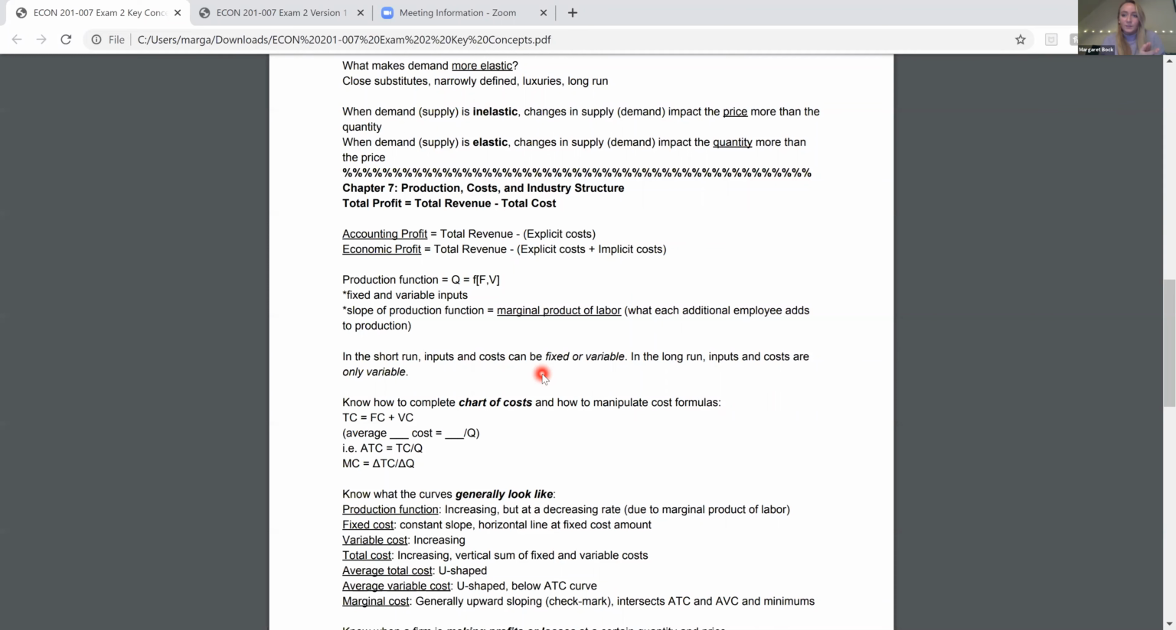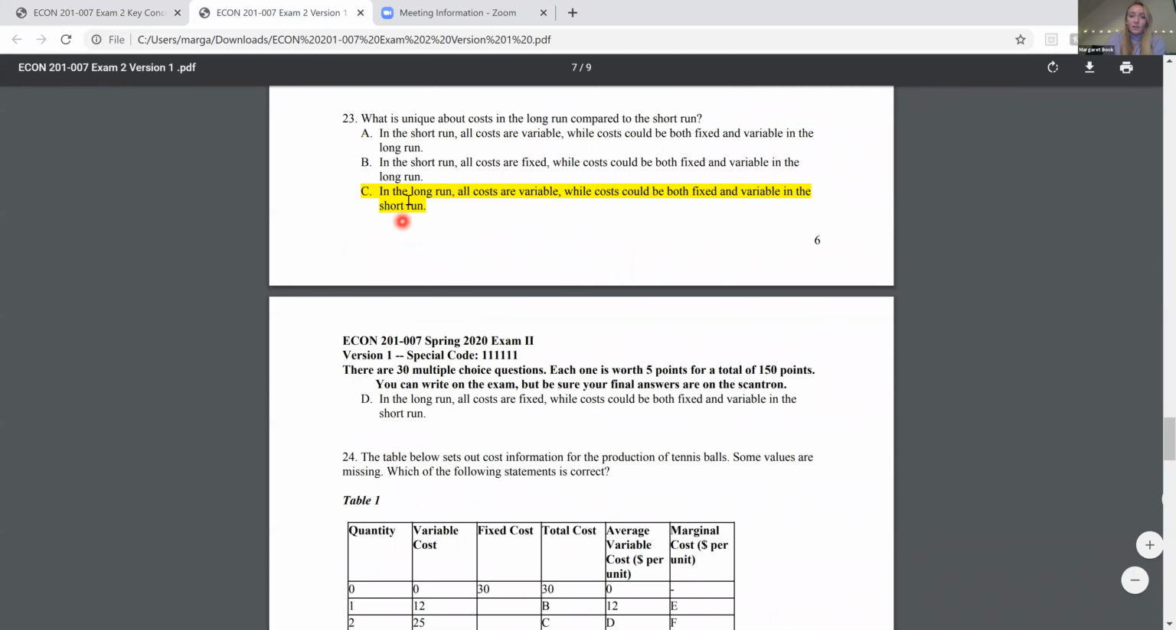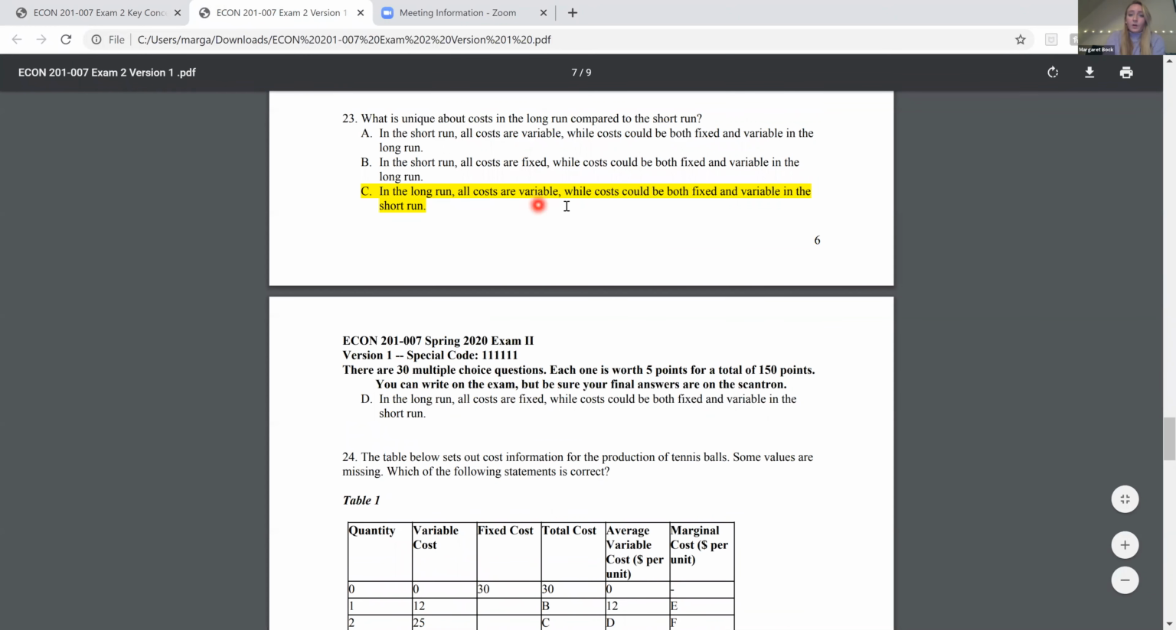So in the short term, some stuff is like a fixed cost to the firm. But if enough time passes, everything becomes variable. The firm is allowed to change how big their factory is or how many workers are hired, etc. So in the long run, all costs are variable, while costs could be both fixed and variable in the short term.